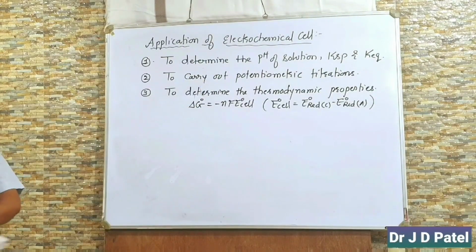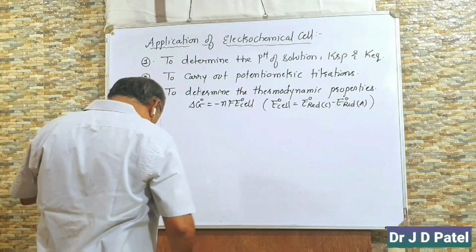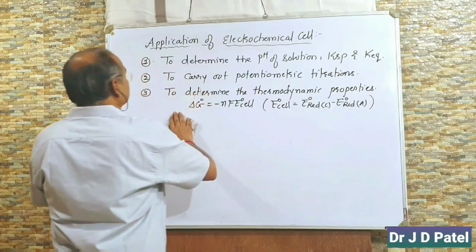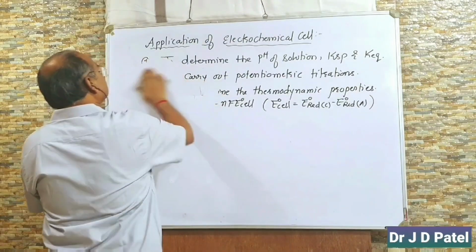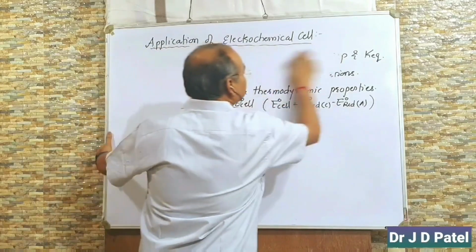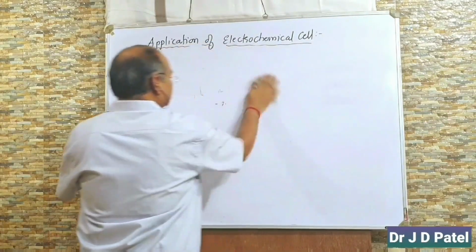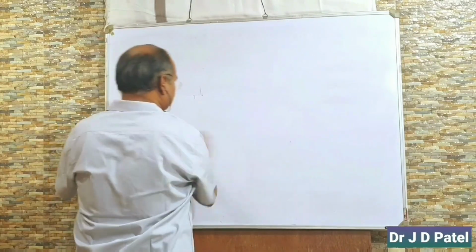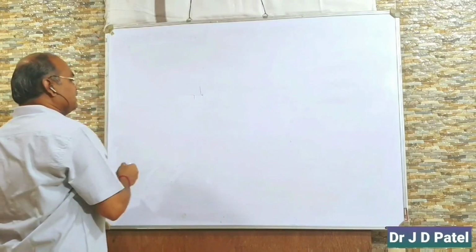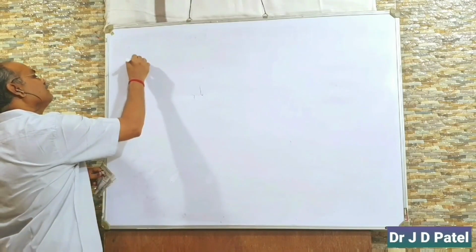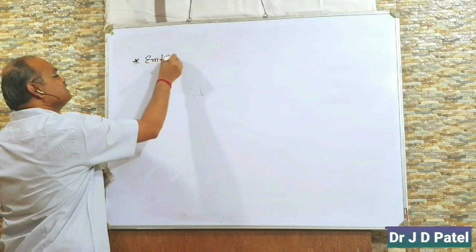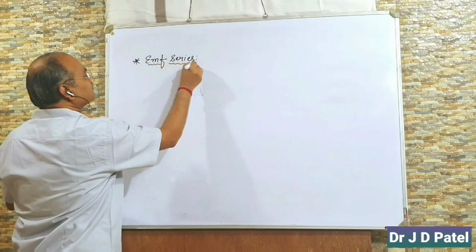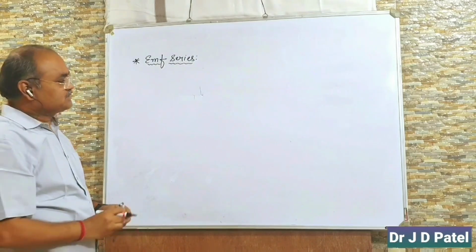But one more topic is there which is not given in the book as a topic, but sometimes they may ask. So we'll take that point first, and then we'll start an important topic based on Nernst equation. And that topic is, what is EMF series? Definition I can write it.